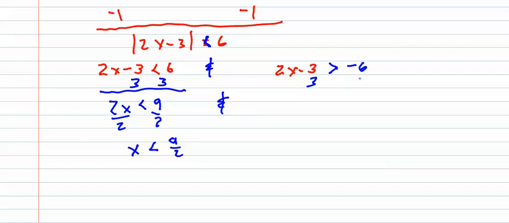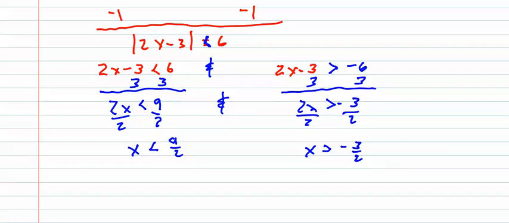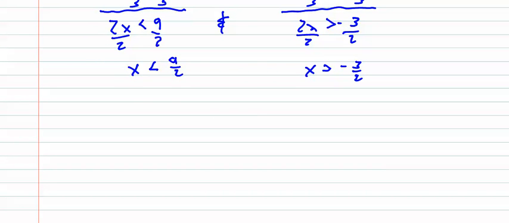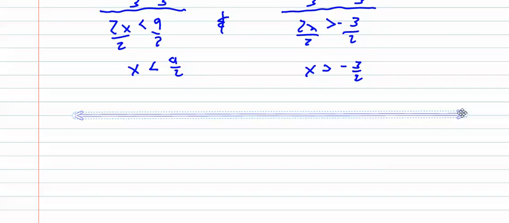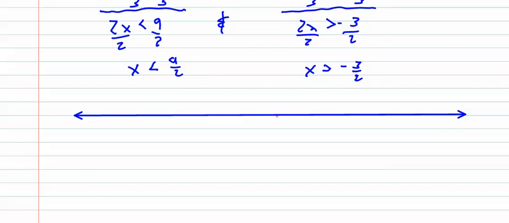We add 3, we get 2x greater than -3, divide by 2, x is greater than -3/2. Now, in today's homework, there are no fractions. So this is a good example with fractions. Now, when we graph it, we have positive 9/2, and we have -3/2. Put -3/2 here.